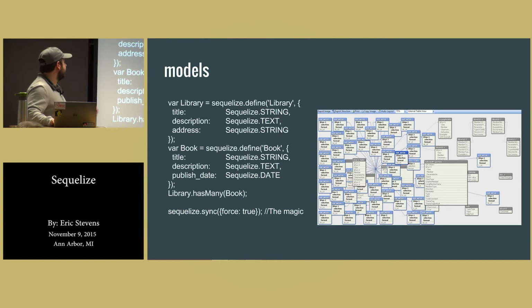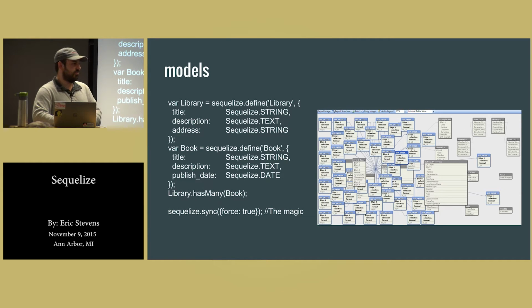So how do we actually do stuff? With most ORMs, we're going to start by defining some objects. So we have a library in this case. We're going to be making library and book. So we're going to do library. We're going to define title, description, and address. As well, we're going to define a book with title, description, and a published date.